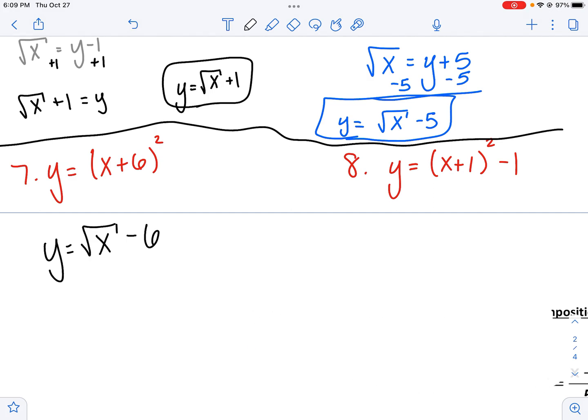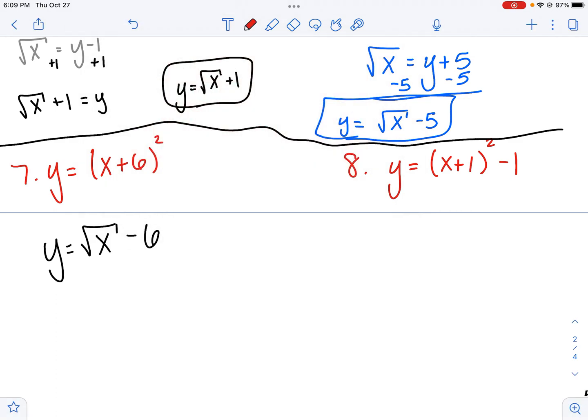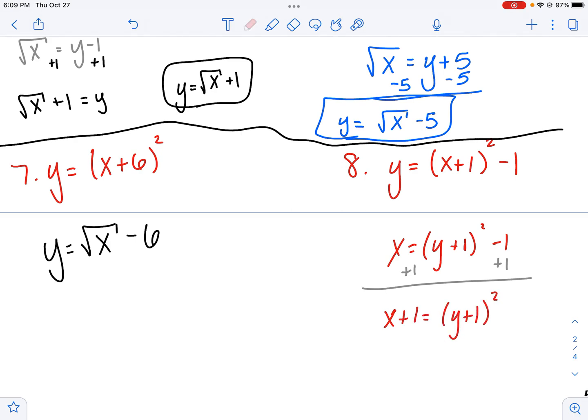On number 8, you've got to do a few things. There's one extra step here. So the new part that we have to do is I need to add the 1 that's outside parentheses first. So I'll write x equals y plus 1 squared minus 1. So I'll add 1 to both sides. You end up with x plus 1 equals y plus 1 in parentheses squared. And now it's the same process.